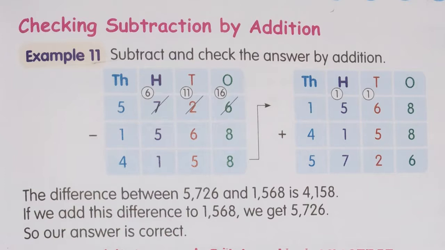If we add the difference to 1568, अगर जो difference हमें मिला है 4158, अगर हम उसे 1568 में add करते हैं तो we get 5726. तो हमें 5726 मिलता है. So our answer is correct.